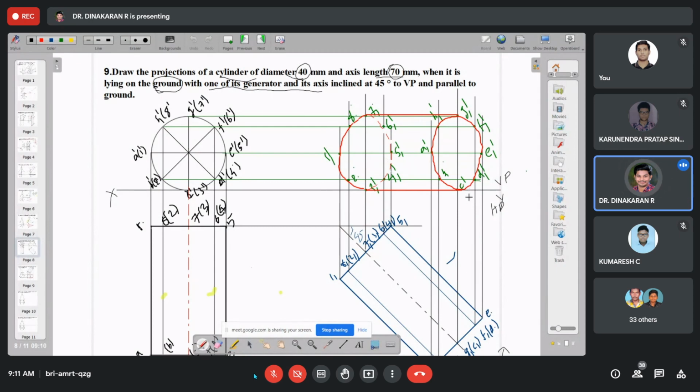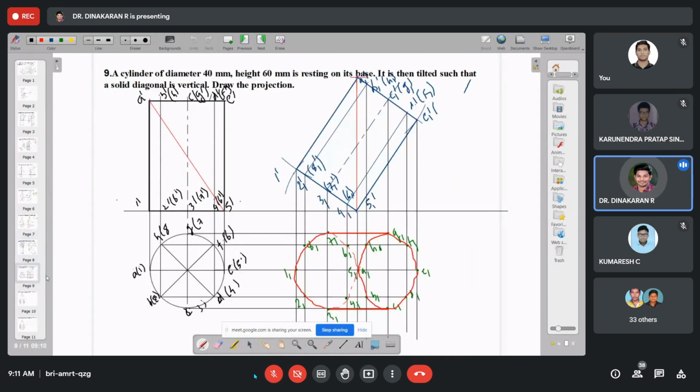Okay, this is the first problem. The second problem is the same method, only the diameter and other things differ, but here it is resting on the ground. In the third condition, the diagonal is tilted to vertical. In some cases they will say the solid diagonal is perpendicular to HP, or 90 degrees to HP or VP. We know very well that diagonal means connecting opposite corners. Am I right? Diagonal means connecting opposite corners. Right or wrong?